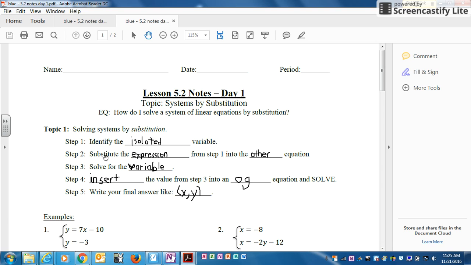So, identify the isolated variable. Step 2, substitute the expression from step 1 for the isolated variable into the other equation. Solve for that variable. Insert the value from step 3 into an original equation and solve, and then write your final answer like a coordinate point, x comma y. So it'll be two numbers.